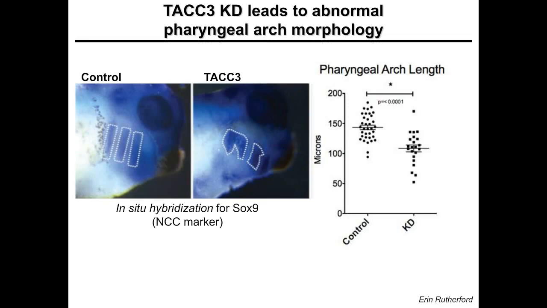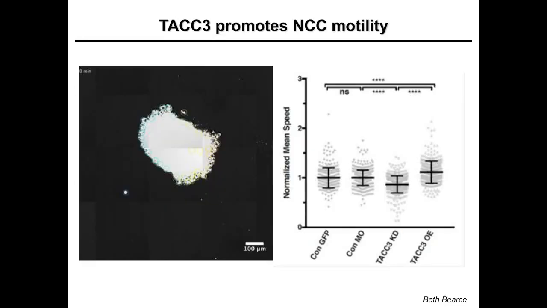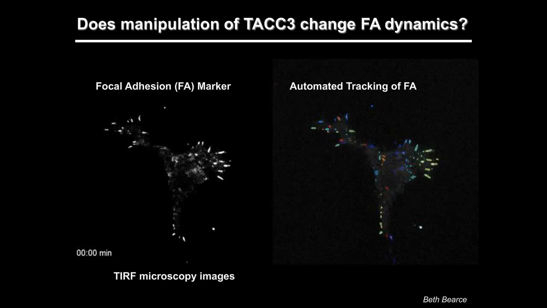And then my student Beth took these cells and cultured them and analyzed the parameters of cell motility. Here on the left you could see an explant that she cultured, and then she did time-lapse imaging to look at the motility dynamics. She found that TACC3 knockdown led to slower motility, and TACC3 overexpression led to faster cells. And now she's in the process of examining focal adhesion dynamics after TACC3 manipulation to see if TACC3 affects either assembly or disassembly of these focal adhesions, and that would be one way that TACC3 contributes to cell migration.